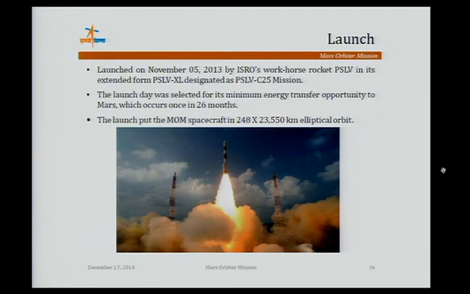Based on those things, to achieve in 2014, September 24th was the real Mars insertion we want to do. Based on that only, all schedules are worked out. And the launch put MOM in a 248 by 23,500 kilometer elliptical orbit. This is a perfect launch. Next.